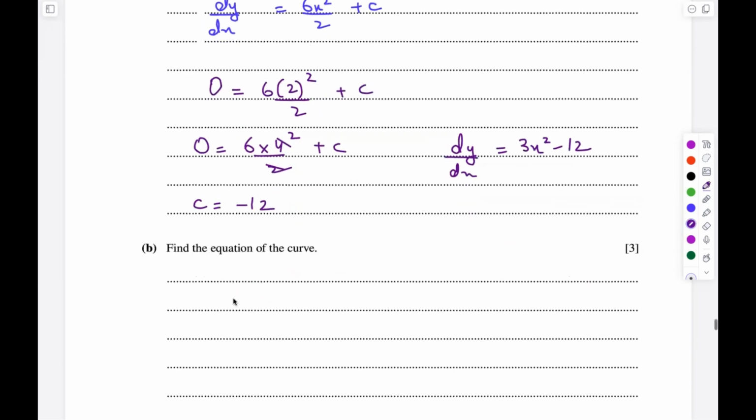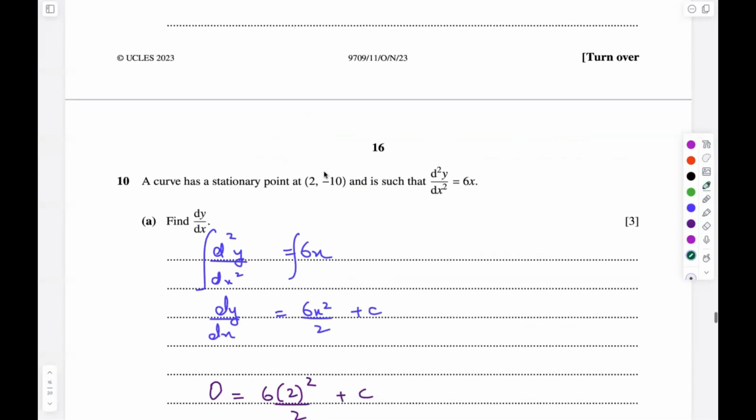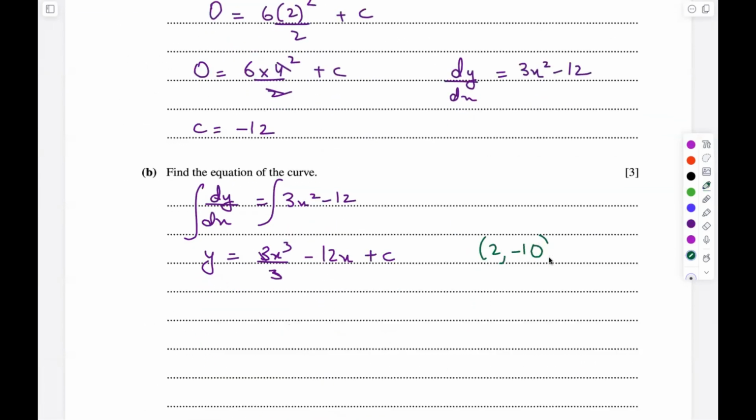In part B, it says find the equation of the curve. So as dy/dx is equal to 3x² minus 12, we can first integrate both sides. So y will be equal to 3x³/3 minus 12x plus c. Now to find the value of c, we can substitute the point given in the question, which was (2, -10). This was a point on the curve.